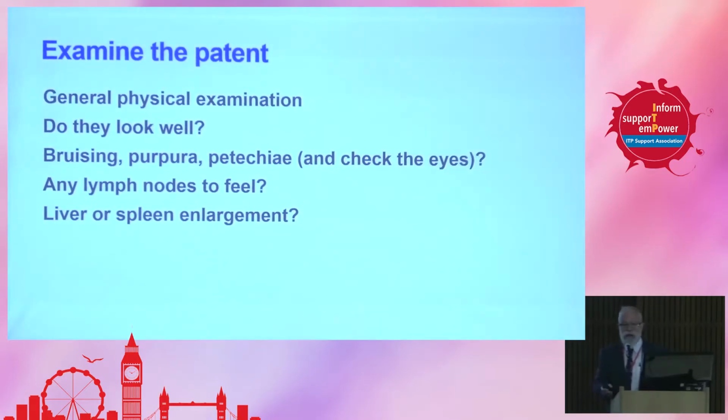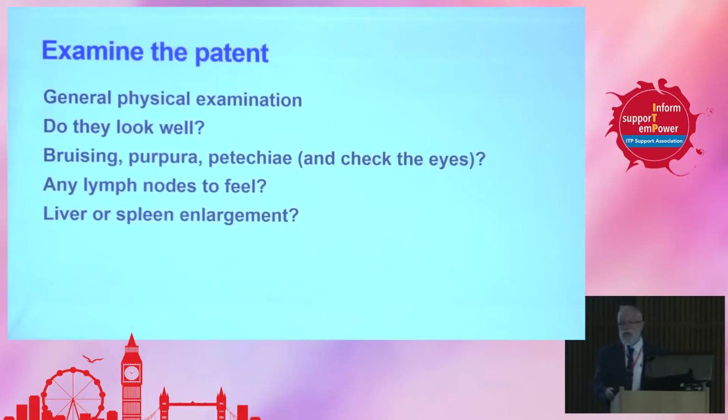And then we examine them. You must examine the patient. Do they look well, or are they really sick? Do they look like they've lost weight? Could there be something nasty underlying this low platelet count? Or do they look completely fine? Have they got any bruising? Where is it? Have they got purpura? Where is it? We document all that. Have they got petechiae, red dots on the shins? We should look inside the eyes, because occasionally people can bleed with low platelets behind the eyes, the retina.